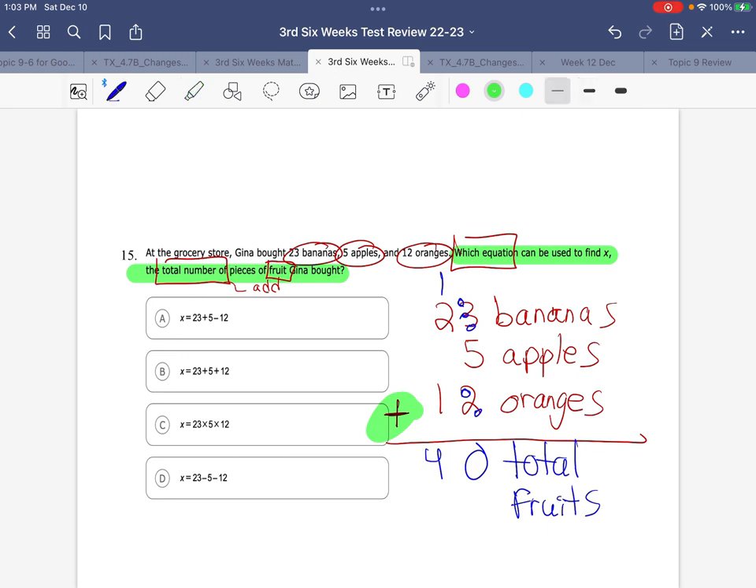Which one says that? A says I subtracted. Nowhere did I subtract. B might be it. C says I multiplied. There's no reason for me to be multiplying in this problem. And D says I subtract. Didn't subtract. My answer is B.